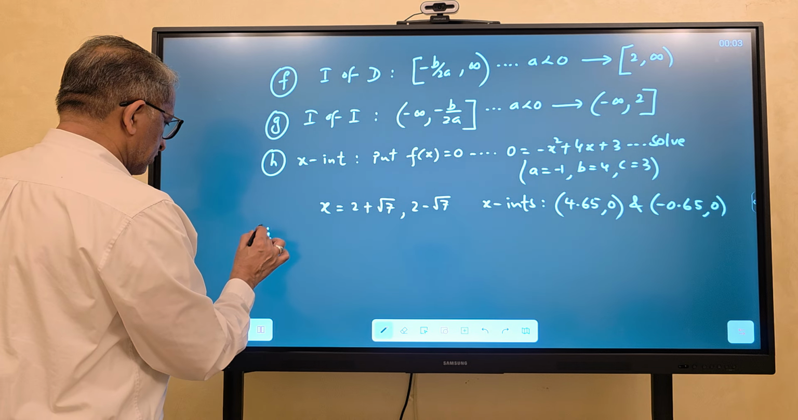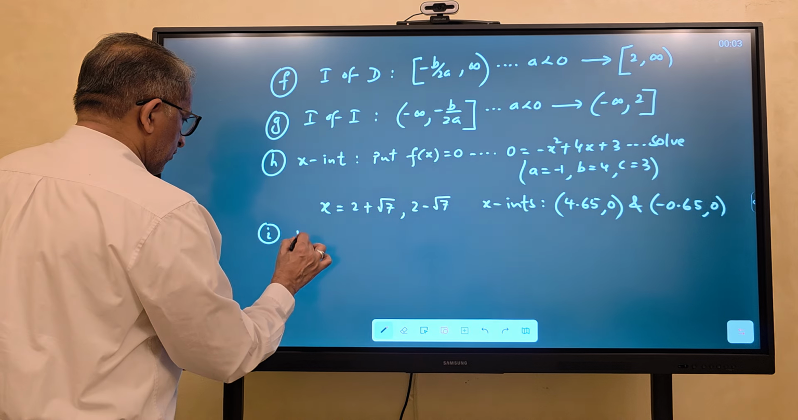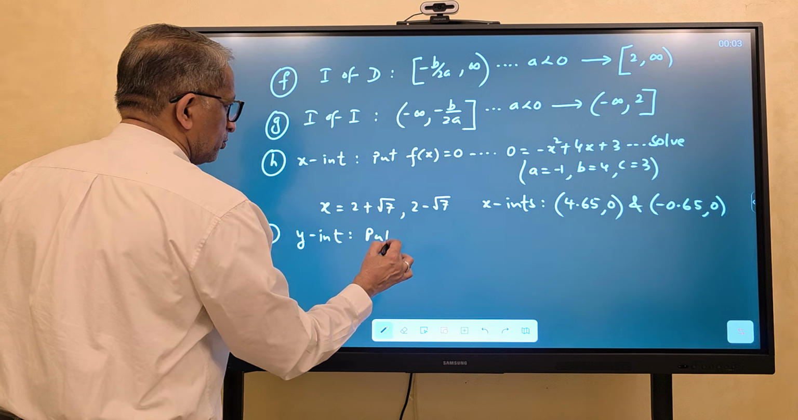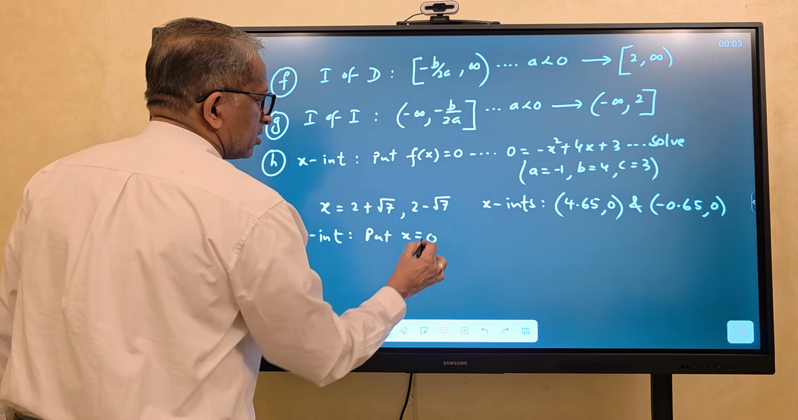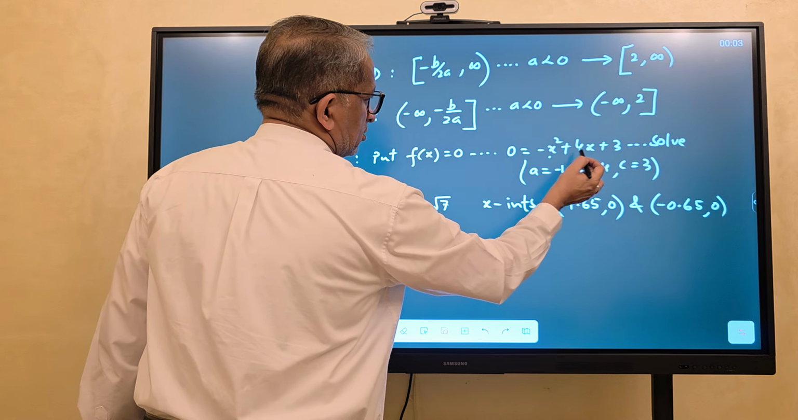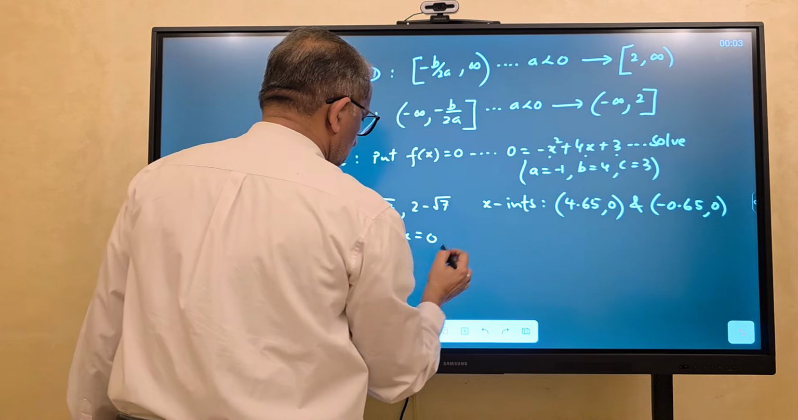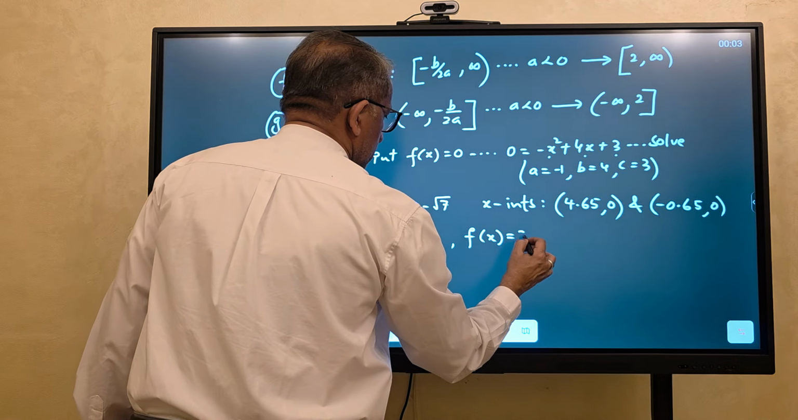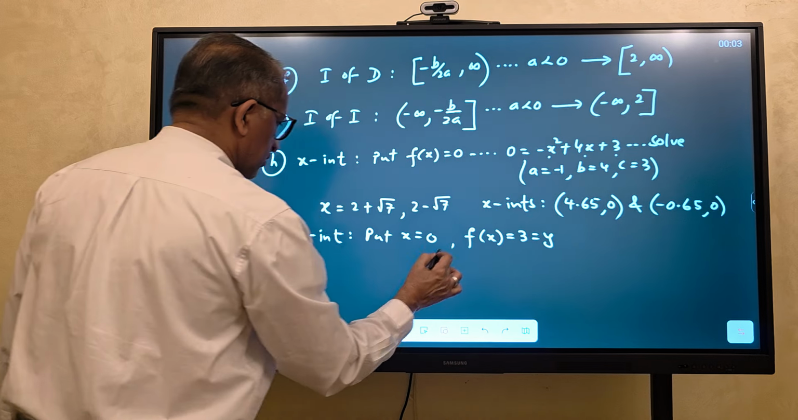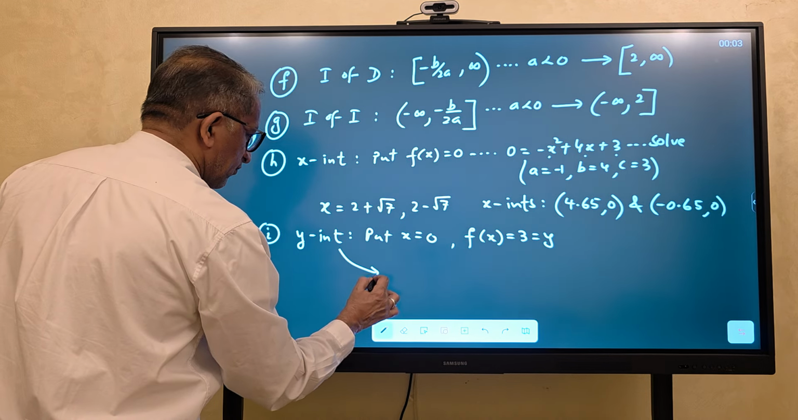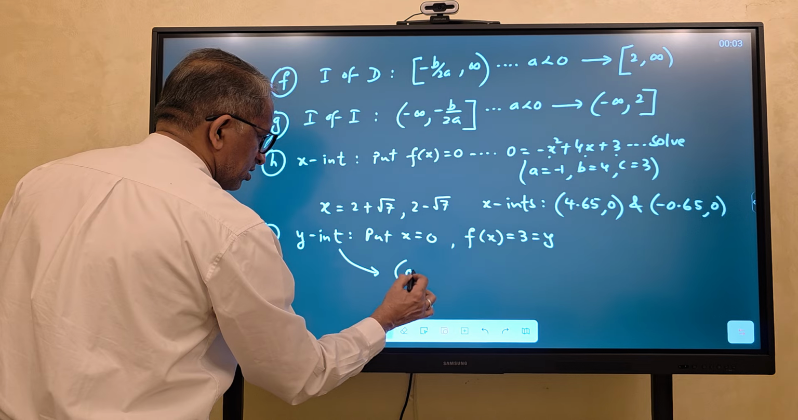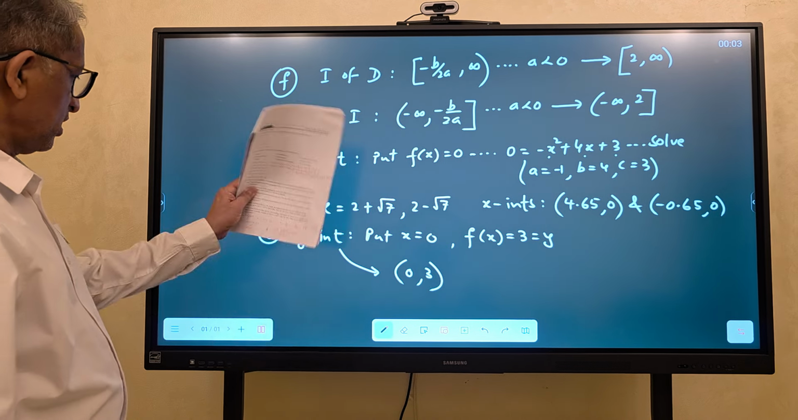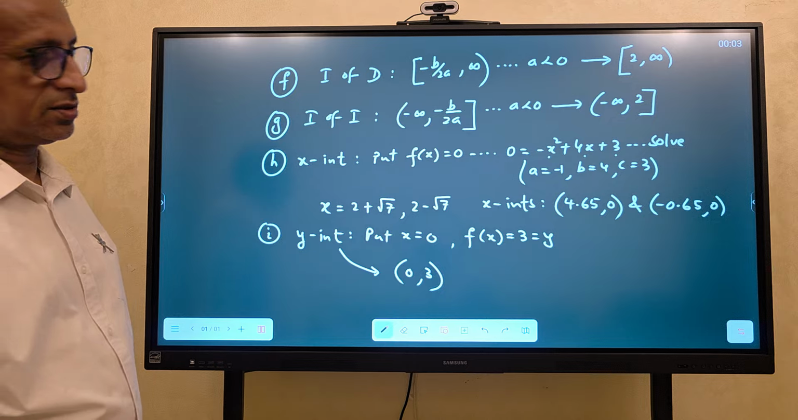Coming to the last one, the 9th, the y-intercept. Here you put x equal to 0. With this 0, you have 3. That means f(x) equal to 3. That is y. So what is the y-intercept? The y-intercept is (0, 3). So these are the 9 questions.